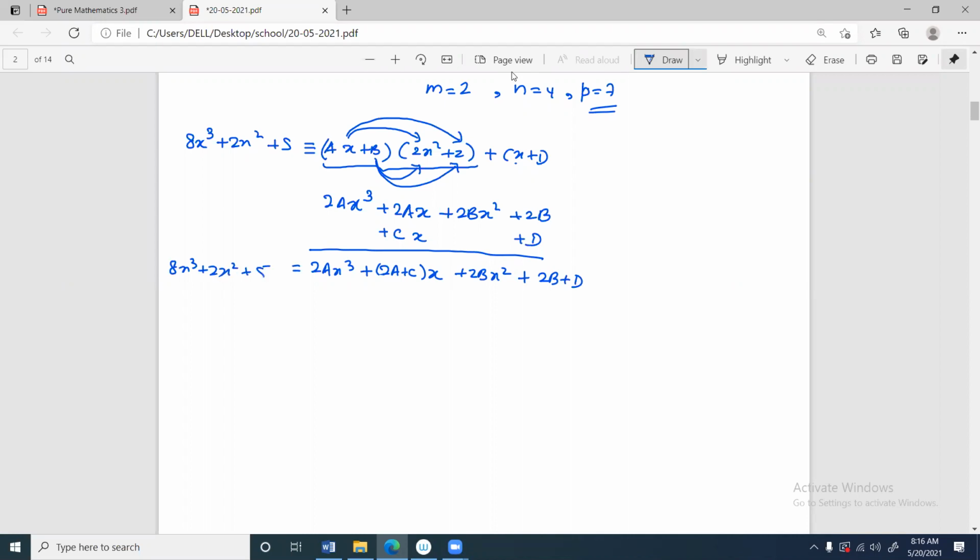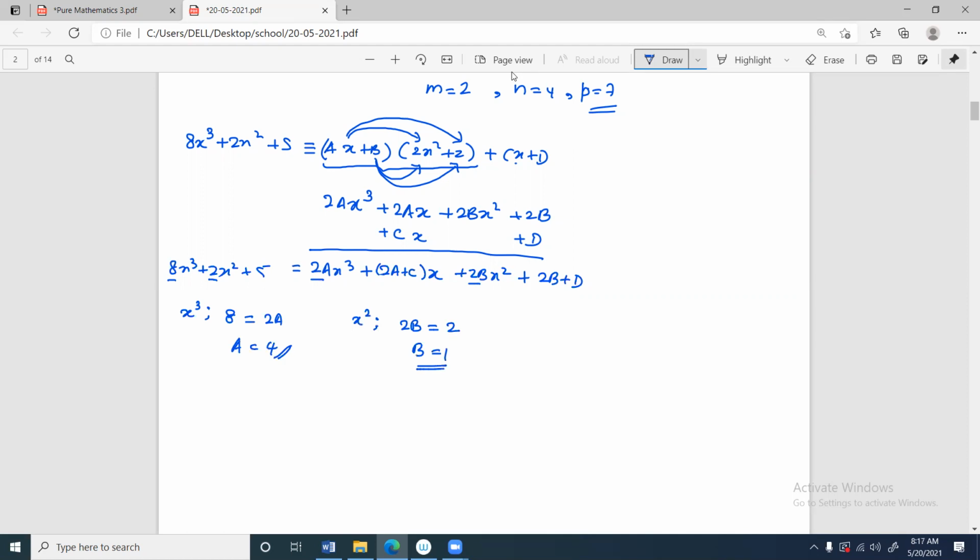Now we need to find the values for a, b, c and d. Initially, I'll take the coefficient of x cubed. From this side the coefficient is 8. From this side the coefficient is 2a. With this you can write a equals 4. Then I'll consider the coefficient of x squared. From here it's 2, from here it's 2b. 2b equals 2. Therefore b equals 1.